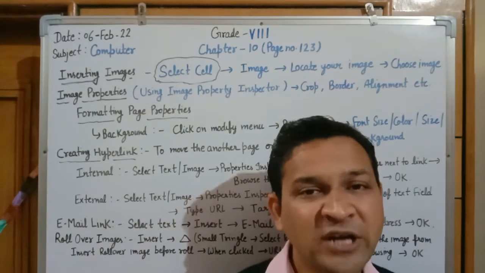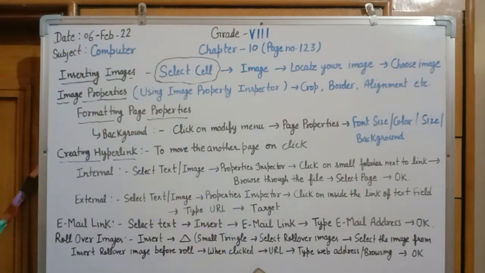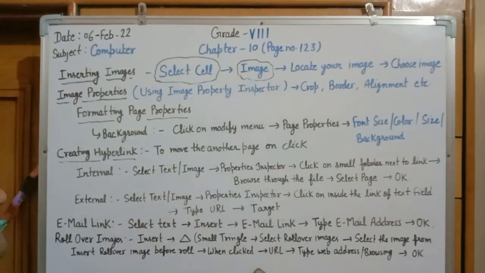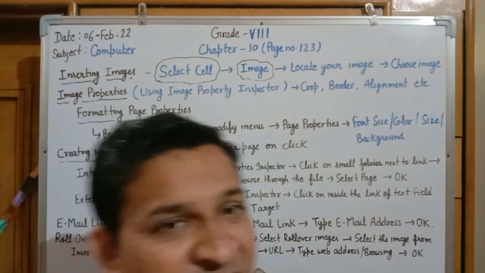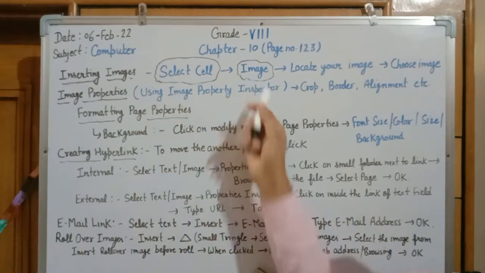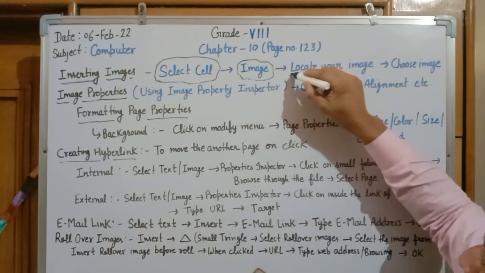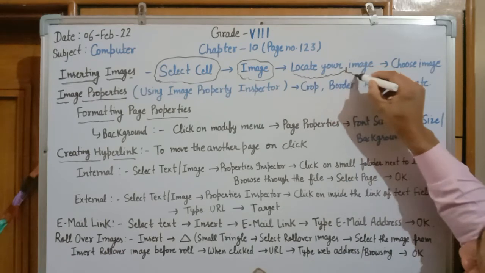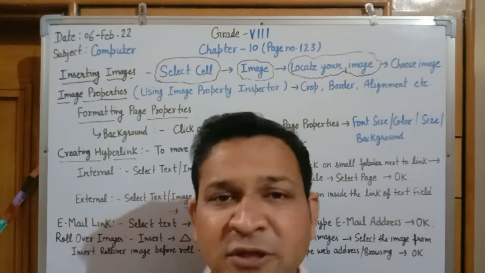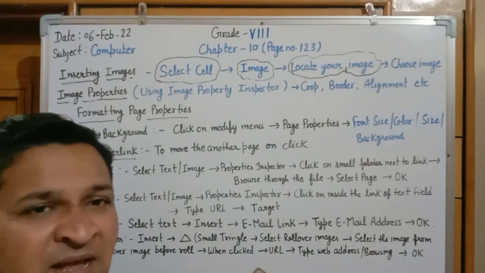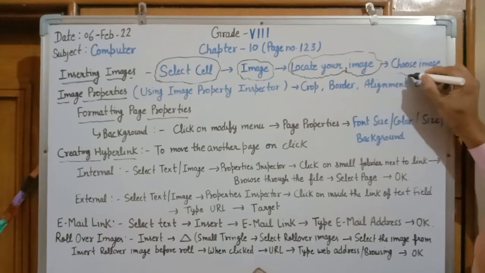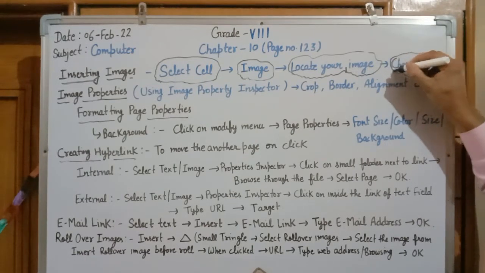It means you are talking about a table. In the table, we are selecting the cell first. Afterward, we go to the image option. This is not an image, it is an option. Select the cell, go to the image option. When you open the image option, it will locate your image. It means you have to find your image from your computer system where it is kept, and afterward, having located the image, you have to choose which image you are going to insert.